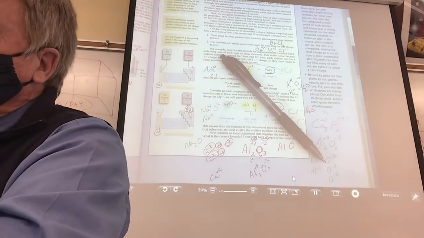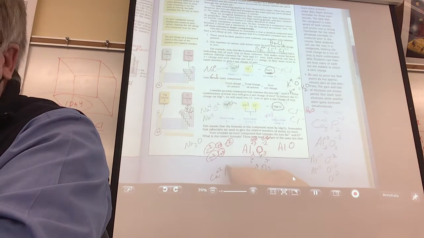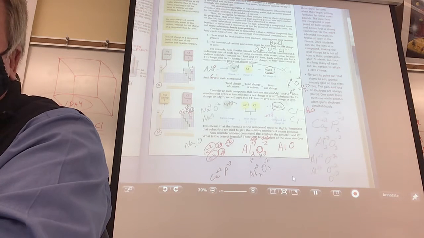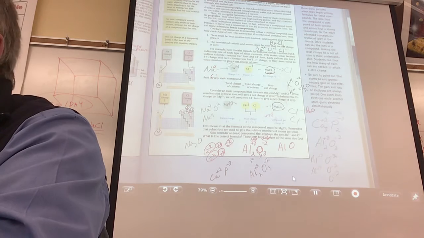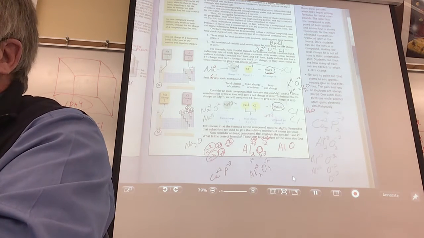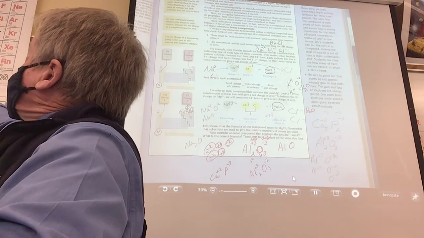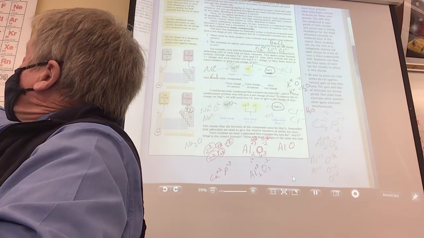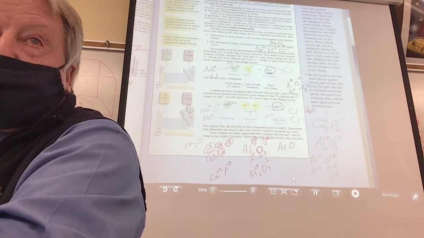And what about phosphorus, though? Phosphorus is -3 in a compound, right? If it's not a compound, 0. But when it comes next to calcium, it's going to gain electrons. Now, how do you know it's going to be 3? Oh, because it needs 3 to get to 8, isn't it?